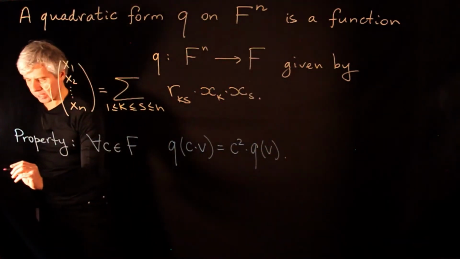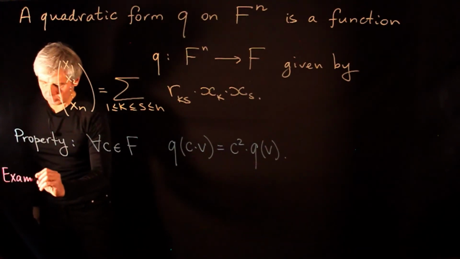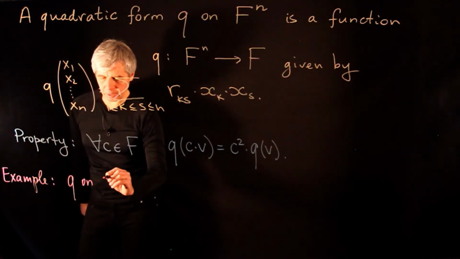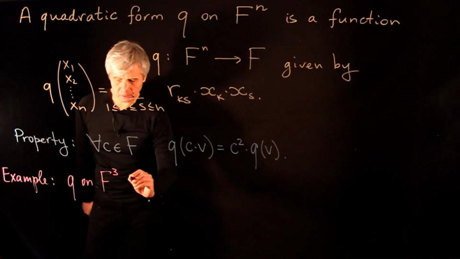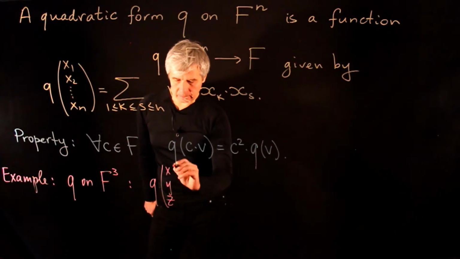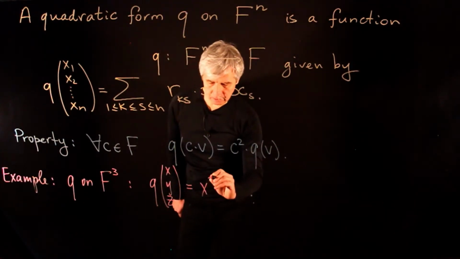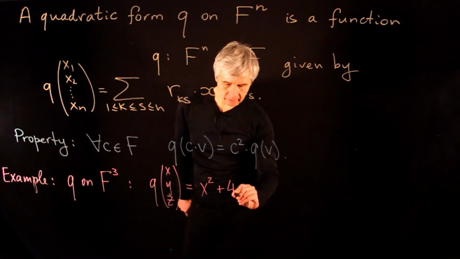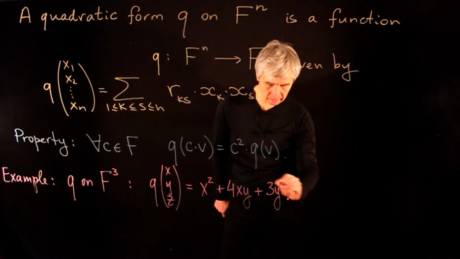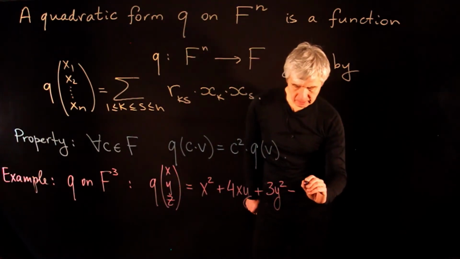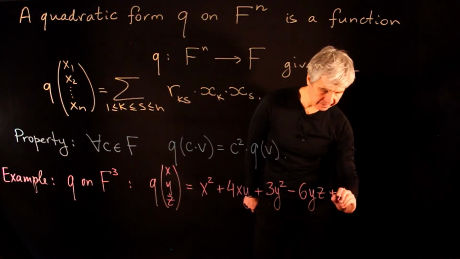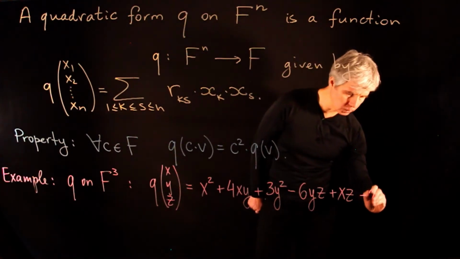Let us write down an example of a quadratic form Q on a three-dimensional space F3, with Q of (x, y, z) defined as x squared plus 4xy plus 3y squared minus 6yz plus xz and minus 2z squared.